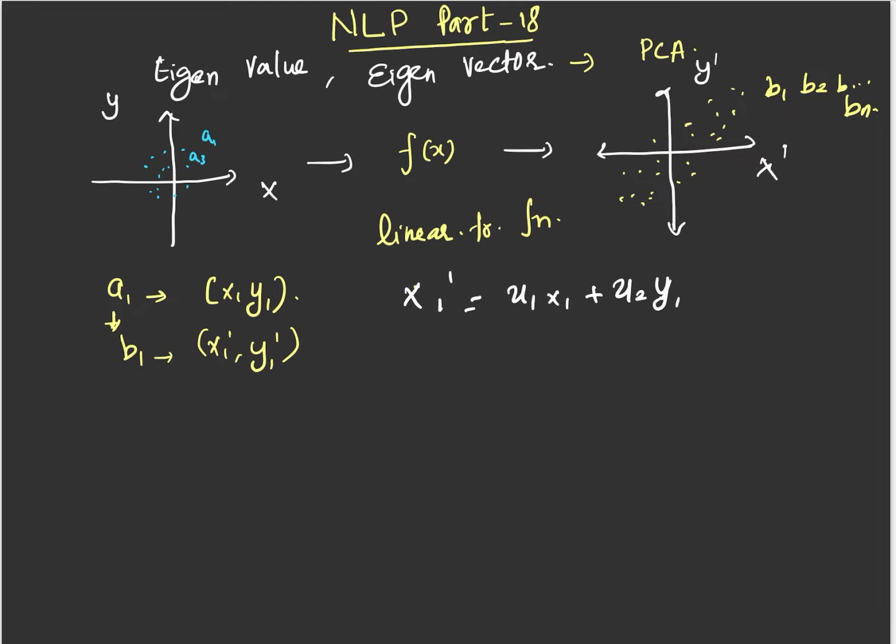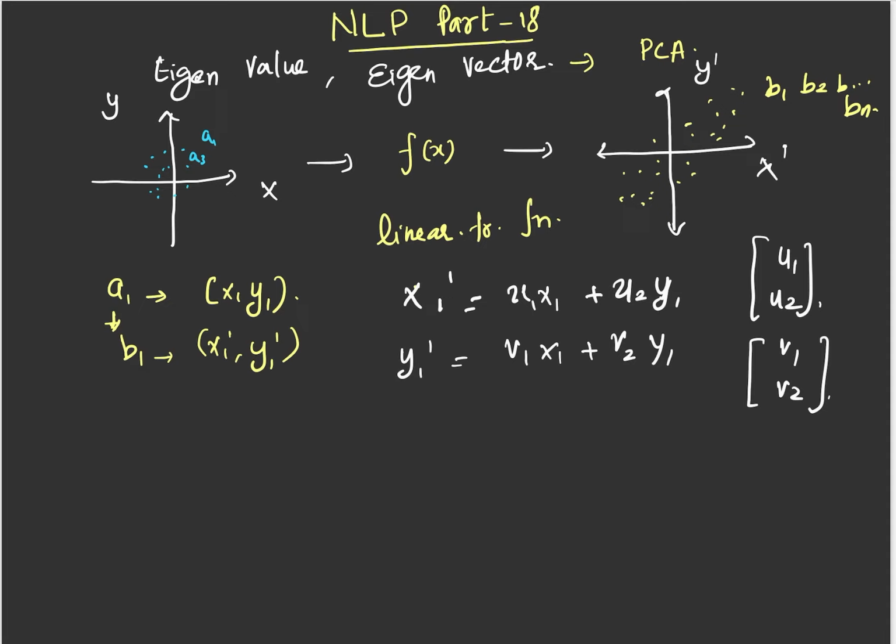So, now we see the vectors u1 and u2. And let us assume another point y1, how is that y1 being mapped? y1 prime is mapped by v1 of x1 plus v2 of y1. Here we see another vector v1 and v2, and using these two vectors I mapped a1 as b1 here.